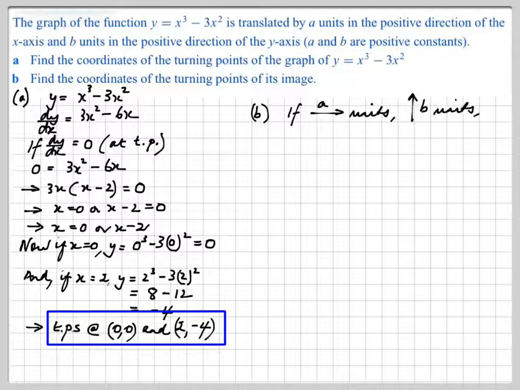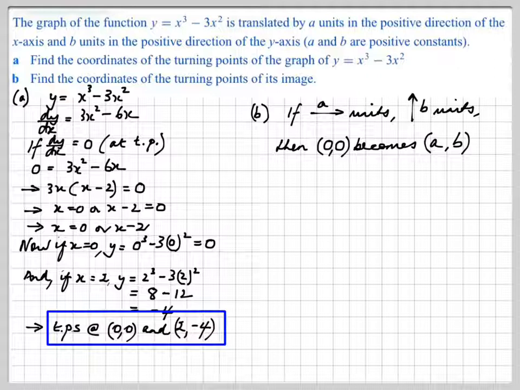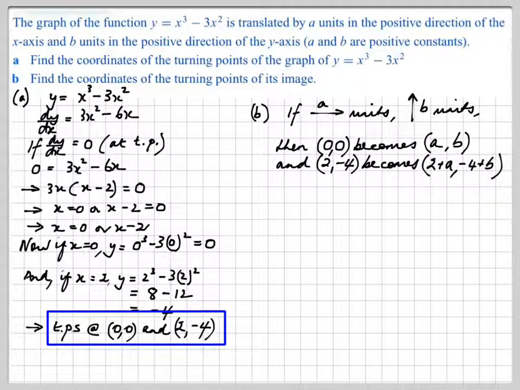So therefore, if we go A units over to the right, B units up, then what happens? Yeah, 0, 0 becomes A and B, doesn't it? I think so. And then the other one does the same thing. You just add A to the 2 and B to the minus 4, and you've got it. That's all you need to do, because we're only translating points here. We're not trying to come up with a new function, guys. If we were coming up with a new function, then you have to apply your rules, okay?